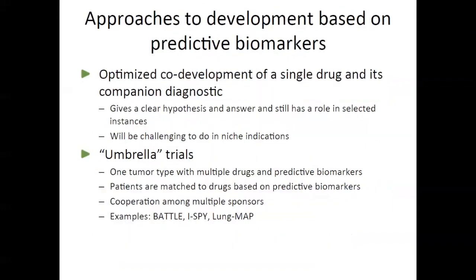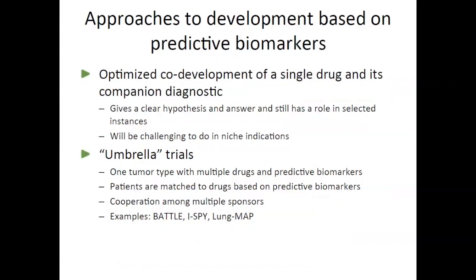So there are several approaches to development based on predictive biomarkers. One is to optimize co-development of a single drug and its companion diagnostic. And this gives a clear answer and a clear hypothesis, and I think it still has a role in orienting us, but it will be challenging to do in niche indications, and we can't do it all the time.